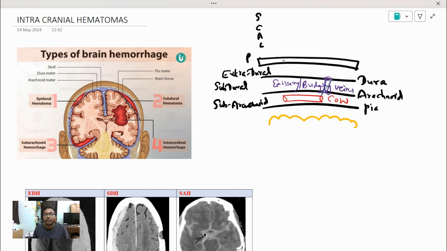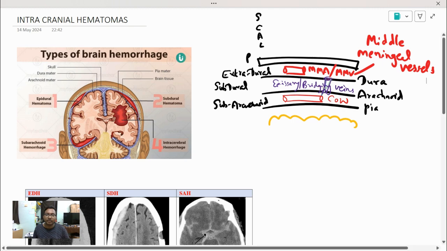All right. Then in the extradural space, usually we have arteries mainly involved. Sometimes, in around 15 to 20%, you can have veins also. So you have usually the middle meningeal artery or middle meningeal vein. So these are the middle meningeal vessels. Okay. So if you have this basic anatomical background, now let's look at what are all the different intracranial hematomas we have.